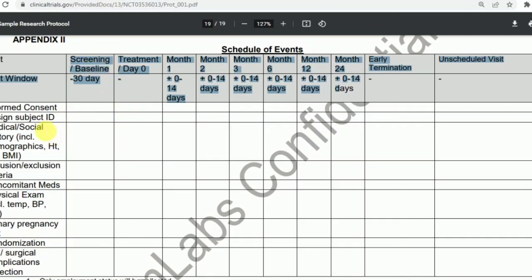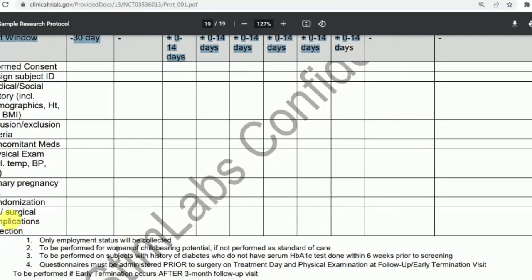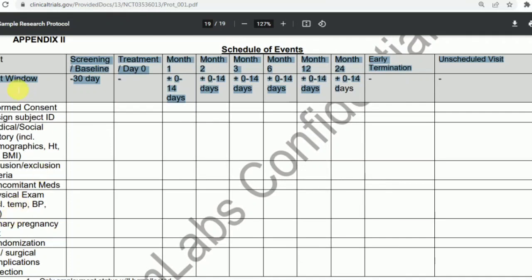Suppose in the screening visit, informed consent is required, medical and social history is required, inclusion exclusion criteria is required. So these will be marked as X. So whenever a subject comes to the visit in a particular site, the investigator or the clinical research coordinator will review this part and will check which forms or which data we should collect in the screening visit. Similarly, in treatment month 1, all forms will be here. We can see the instruction or forms or all the tests that need to be performed for the subject for that particular day. So this is known as the schedule of event or schedule of assessment.